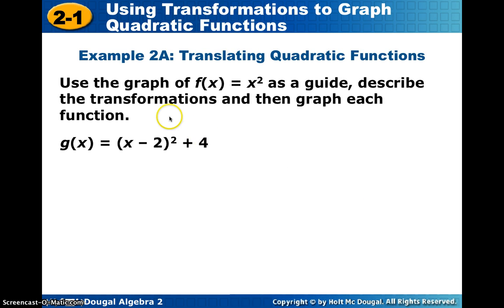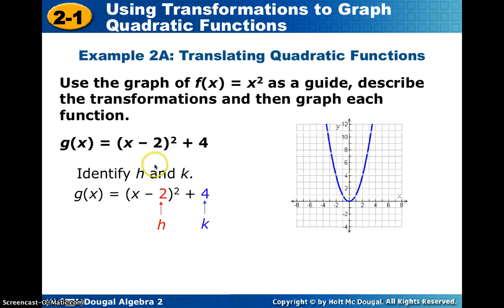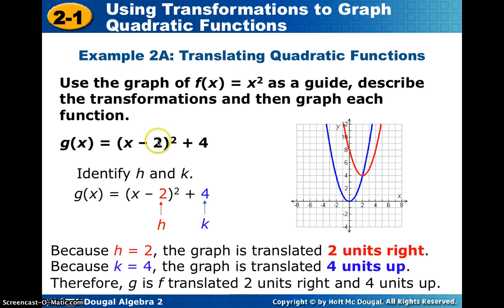Okay, so let's see if we can apply those transformations to this graph and see how it happens. What transformations have happened to this graph from the original? Well, the first thing you need to do is identify on the inside what the h and the k are. I can see that the h value is 2 and that the k is 4. So the graph has moved 2 units to the right, because it has a negative 2, and then it's going to come up 4. The new vertex, if you look at this graph, is at (2, 4) up here.